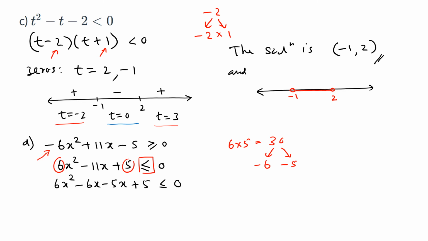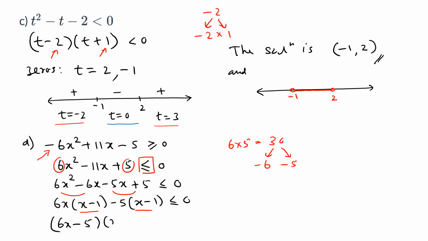Now we can use grouping for those. That means from 6x squared minus 6x, you get 6x times x minus 1. Now you try to get x minus 1 again. That's the whole point. To get x minus 1, you have to factor out negative 5. So you get negative 5 times x minus 1, and you see that these two match. Now you write 6x minus 5 first, and then x minus 1.